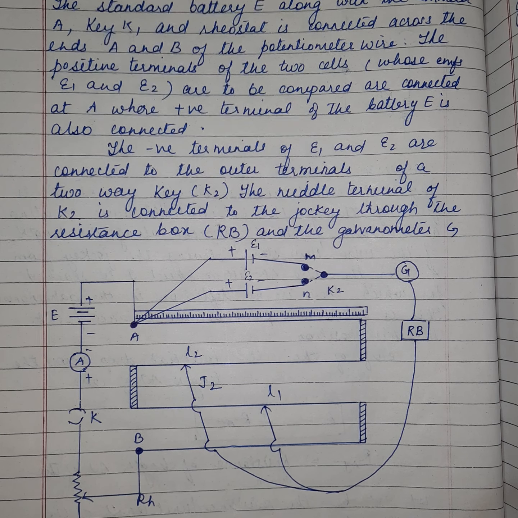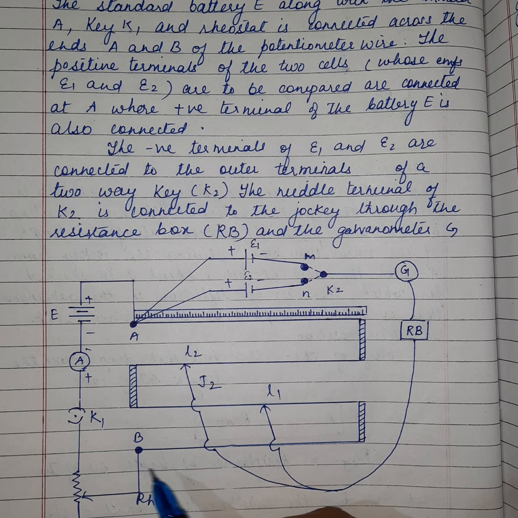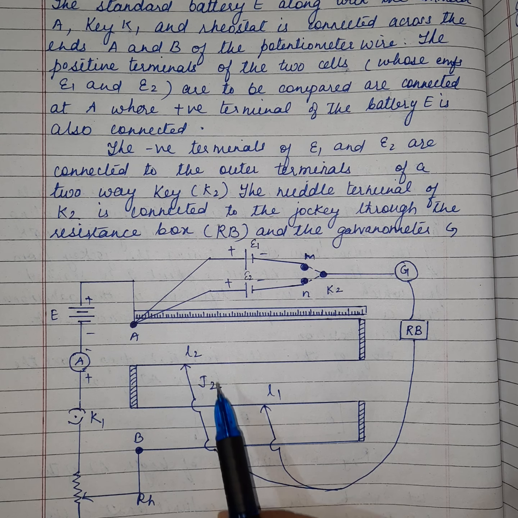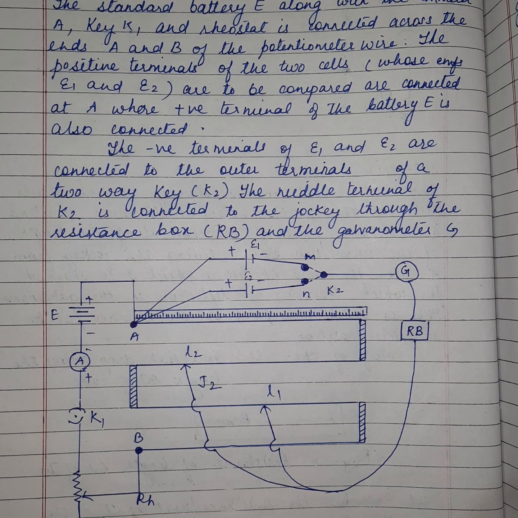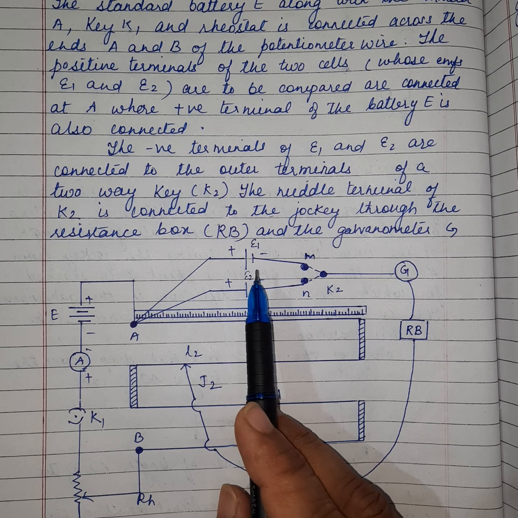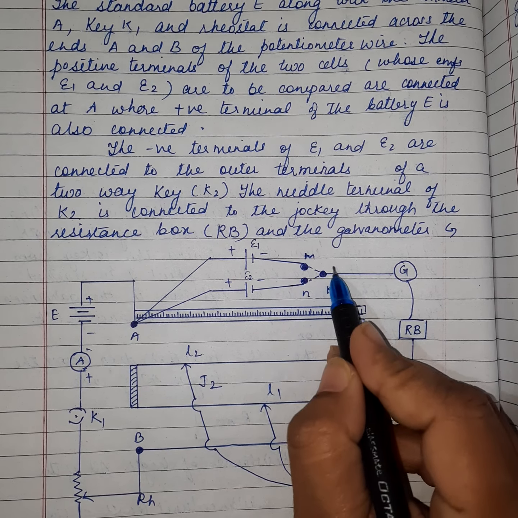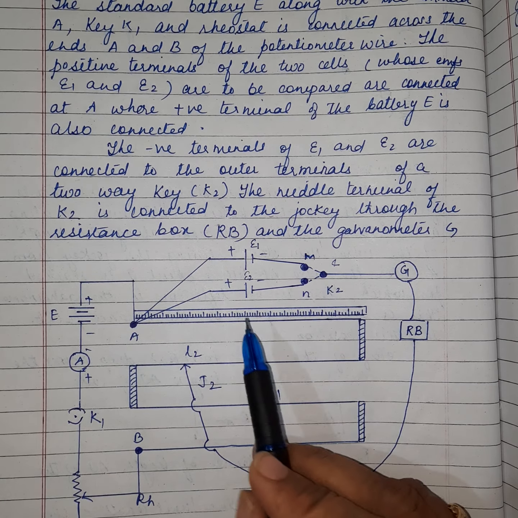Now, the working. We close key K1 and allow a suitable current to flow in the potentiometer wire with the help of the rheostat. The rheostat helps in controlling the current. So we include cell 1 in the circuit by inserting a plug in the gap M and C of K2, right? So this cell is introduced in the circuit.